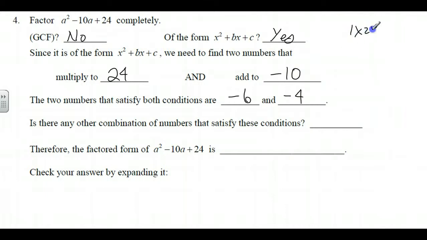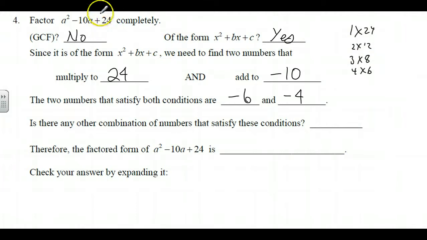And again, you say 1 times 24, 2 times 12, 3 times 8, 4 times 6, and then we'll get into repeating. And so here's the thing. There is a difference between 2 and 12. There's a difference of 10. So if I had a minus 12 and a plus 2, that would give me a negative 10. But if I had a minus and a positive, so here's what I look at.